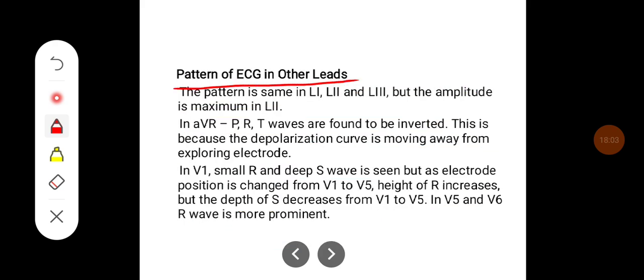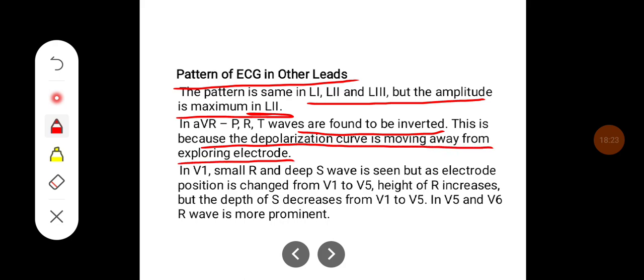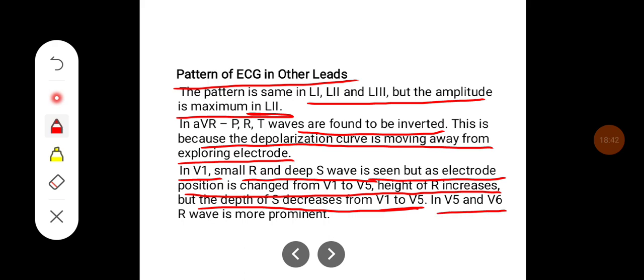Pattern of ECG in other leads. The pattern is same in L1, L2 and L3, but amplitude is maximum in L2. In AVR, P, R, T waves are found to be inverted. This is because depolarization curve is moving away from the exploring electrode. In V1, the small r and deep S wave are seen, but as electrode position is changed from V1 to V5, the height of R increases, but the depth of S decreases from V1 to V6. In V5 and V6, R wave is more prominent.